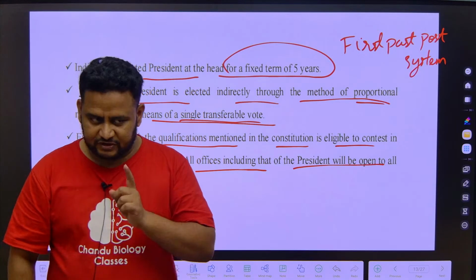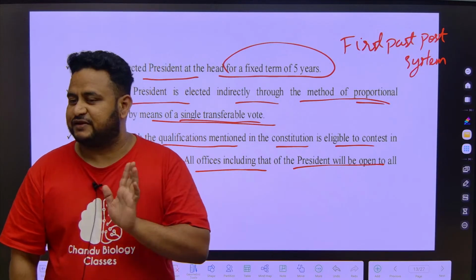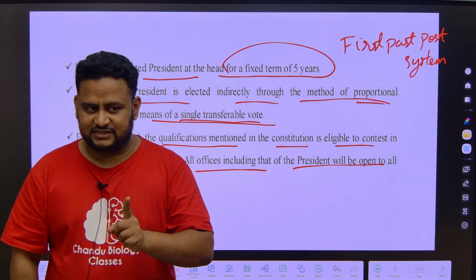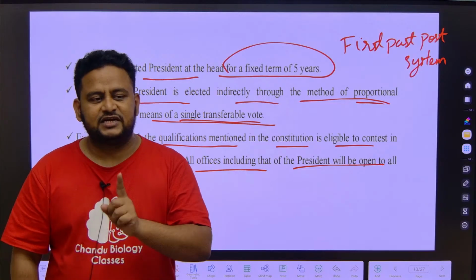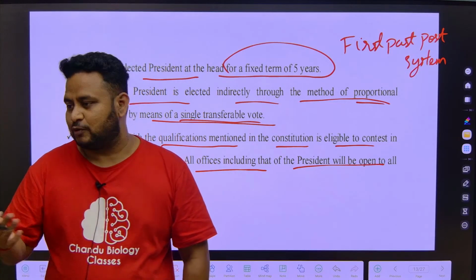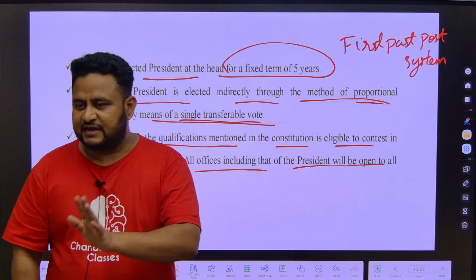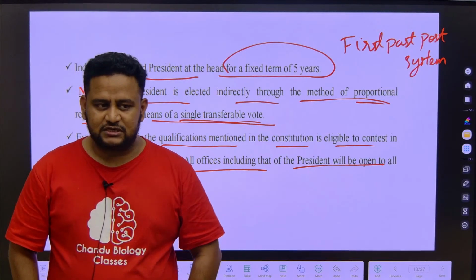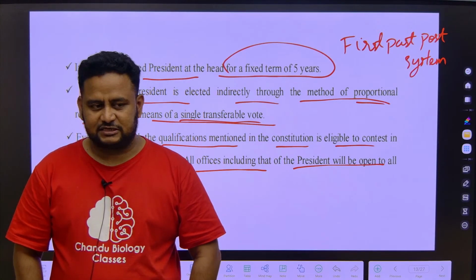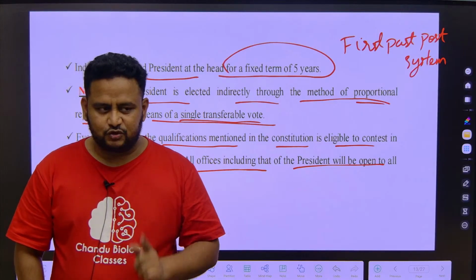All these things. First thing you must remember is completed 35 years of age. It is not 35 years. It is completed 35 years of age. 35 and above. Okay, 35 and above is the age. Completed 35 years of age. Understood? That is one thing you must remember.